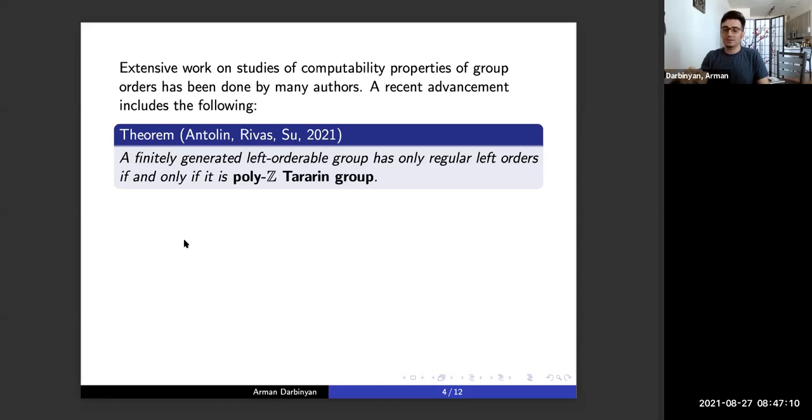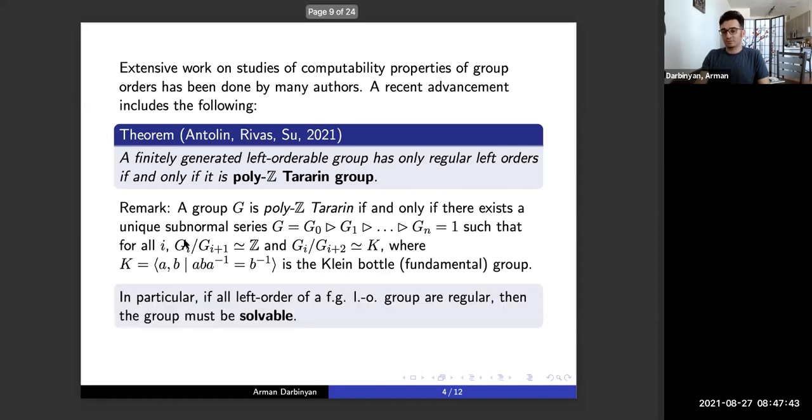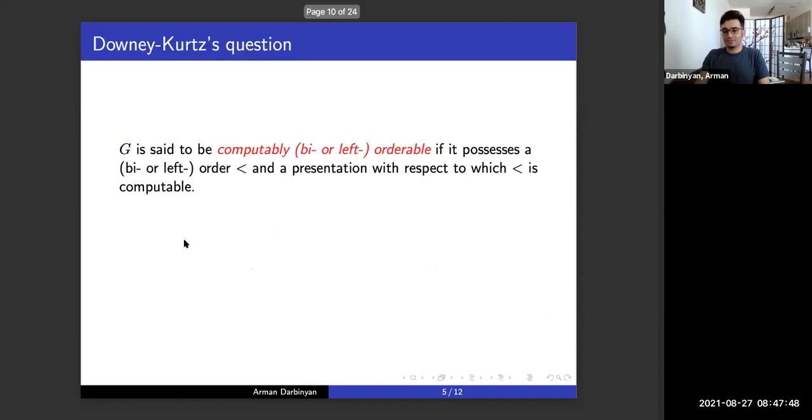This result gives a complete characterization of when all the positive cones for a given group are regular languages. It says that it's an if and only if condition with poly-Z Tararin groups. I will not go into the details of the definition of Tararin group. The formal definition is given here. It's a little bit technical, but one nice property of Tararin groups is that they are solvable groups. We'll return to solvable groups a little bit later.